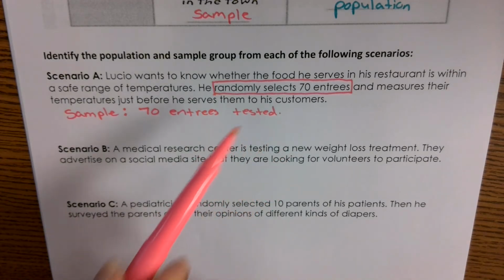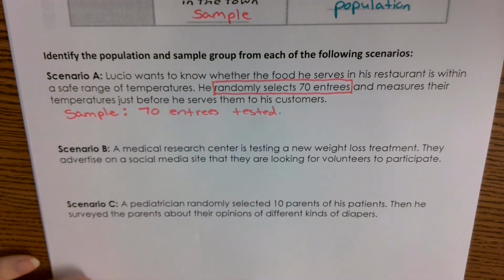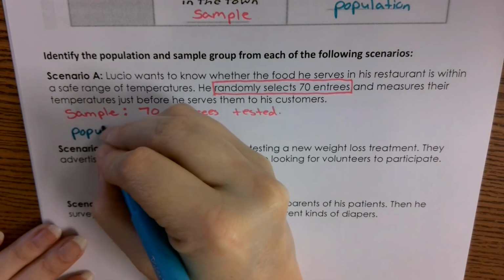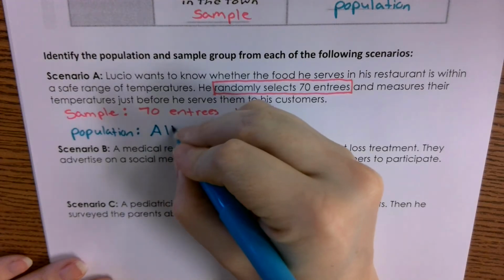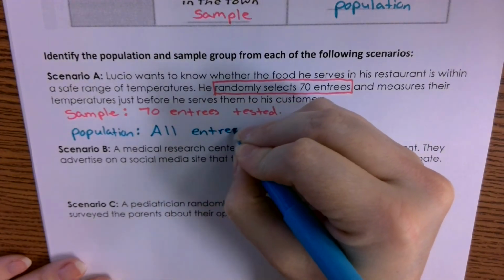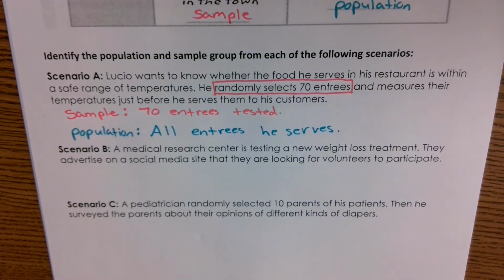So the only thing that they told us was what the sample size was. Based off of the sample, we then have to infer what the population would be, which is supposed to be a bigger picture than the sample. So 70 entrees is just a small portion of what he's serving. The population is all the entrees that he serves. Every entree that he is going to serve that day is a part of the population. He's just randomly picking 70 of those entrees to test their temperature.